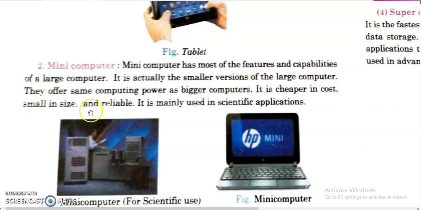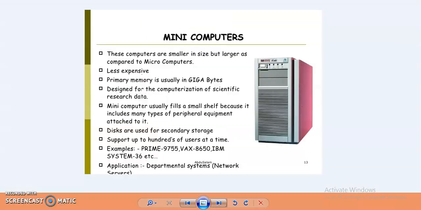They offer the same computing power as bigger computers like mainframe computers. It is cheaper in cost as compared to the mainframe computer, smaller in size, and reliable. It is mainly used in scientific applications. So here again I want to show you an example of a mini computer through this diagram.